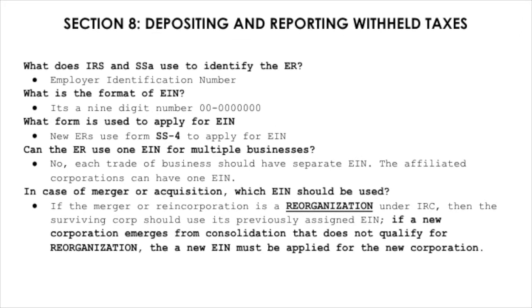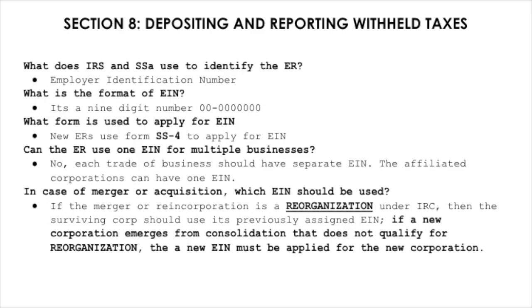What does the IRS and the Social Security Administration use to identify the employer? It's the Employer Identification Number. The EIN is a 9-digit number and the format is first 2 digits and then a dash and then next 7 digits. What form is used to apply for the EIN? The new employers use form SS-4 to apply for the EIN. Can the employer use one EIN for multiple businesses? No. Each trade or business should have a separate EIN. The affiliated corporations can have one EIN.